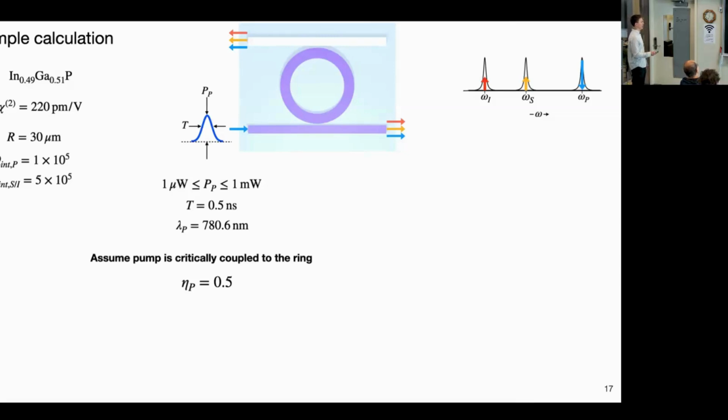Okay, so I'm going to put my pump pulse into the waveguide, and it has a full width half max in time of 0.5 nanoseconds. And its peak power I'm going to vary between a microwatt and a milliwatt. And I'll choose the center wavelength for this pulse to be 780.6 nanometers. That just corresponds to the center of one of those ring resonances. And I'm going to assume that the pump is critically coupled to the ring because that gives a large field enhancement.